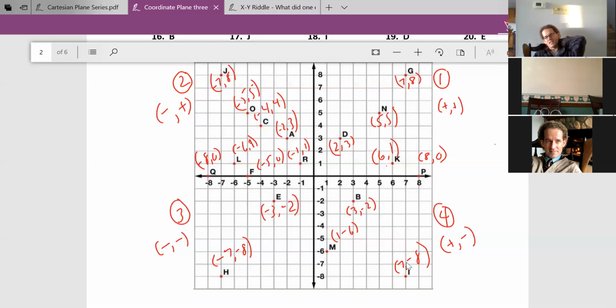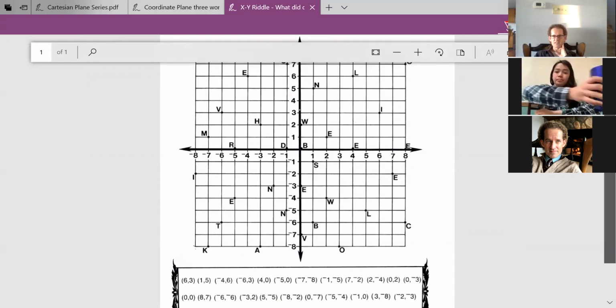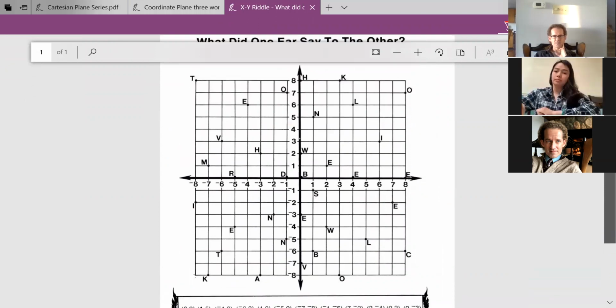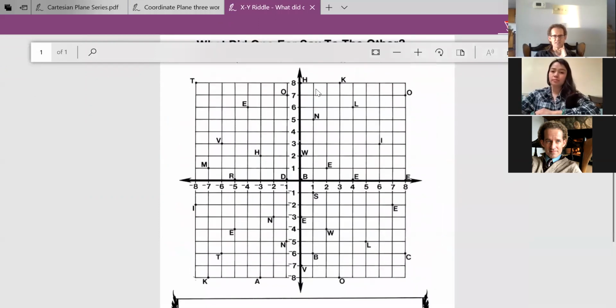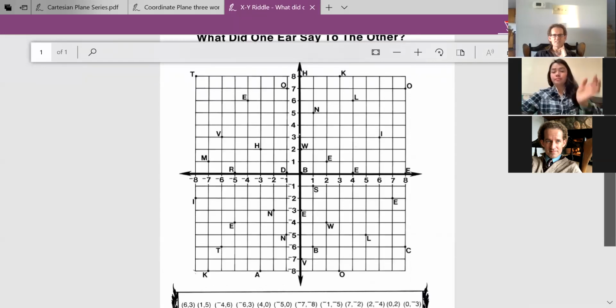And the last thing I'd like to do is just a function. And this is just something that I think is easy to take a look at. And when you find a letter that matches the coordinate, you actually write the letter over this. And so in this example, what does the riddle say? I'm going to have to see. What did one ear say to the other?